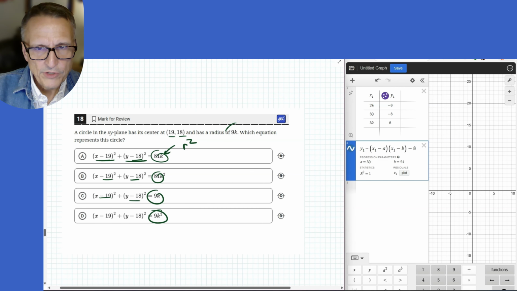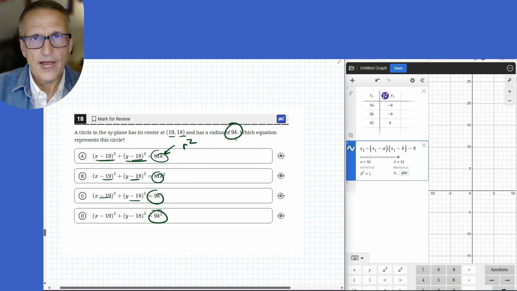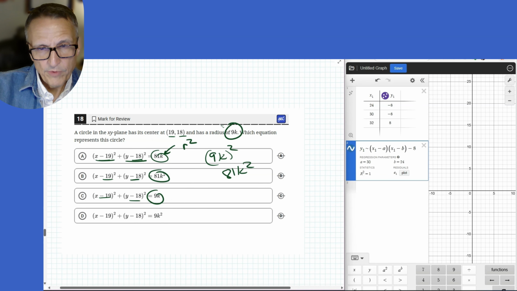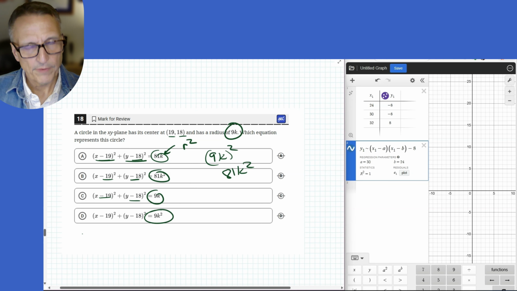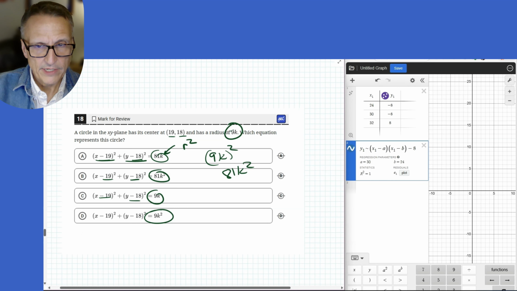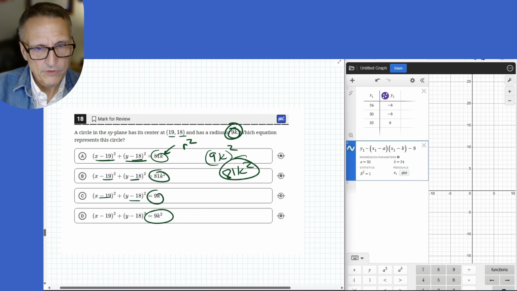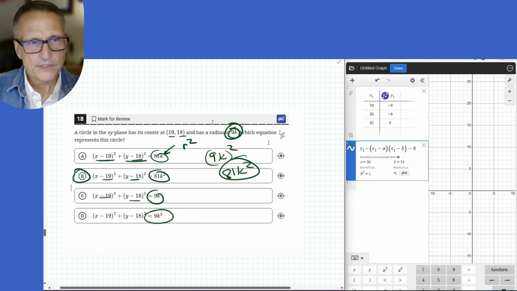So what you have to do is you have to square the entire 9k, right? So it's 9k. If that's the radius, then you must square it. And so we expect to get 81k squared right there. I have had several students, more than one student, that didn't square the 9. They just squared the k and went with 9k squared. Now, the whole radius, whatever its expression is for the radius, the whole thing has to be squared. So answer B is going to be the answer for this.